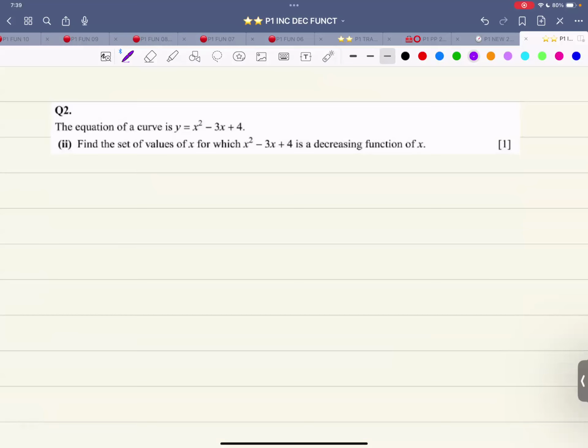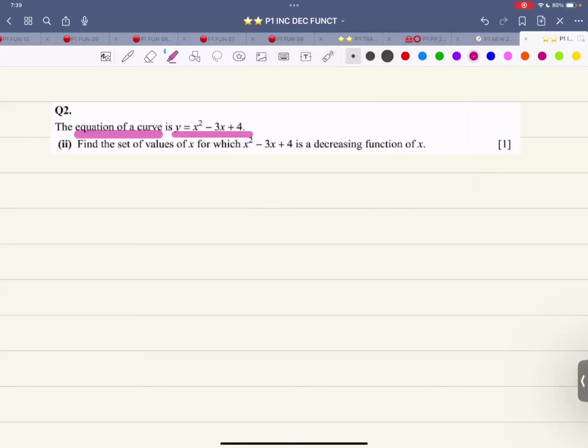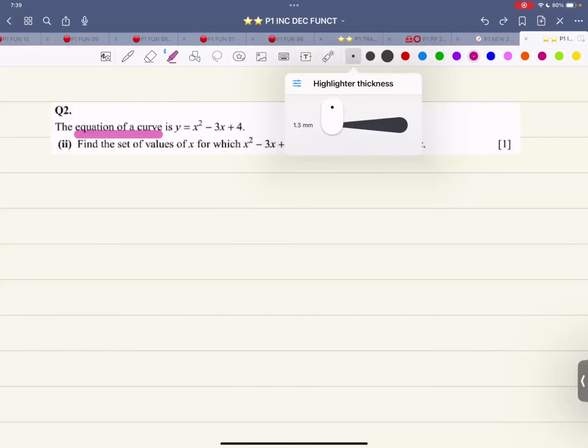Now, this is the past paper. These are different past paper questions. So let's start with question number 2. The first thing, the equation of a curve is this. Let me also get my highlighter ready, and let me choose this color. The equation of a curve is y equals x squared minus 3x plus 2. Let me make it even thinner.